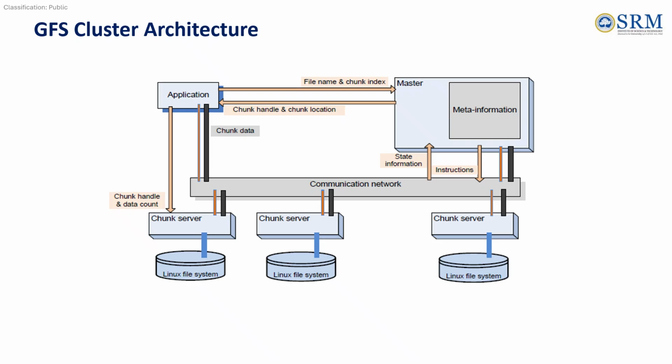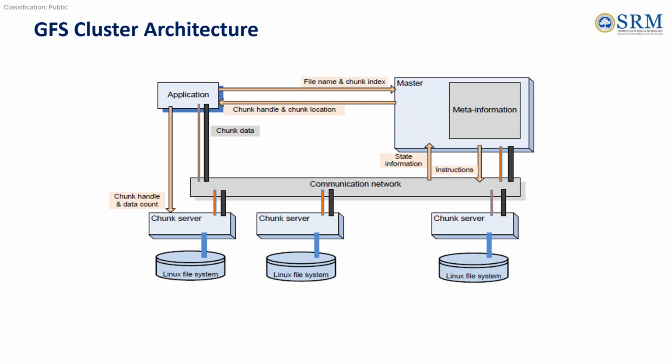On the client side, applications first contact the master to obtain metadata information such as the location of the required chunk. After receiving the chunk location details, the client communicates directly with the chunk servers to read or write data. This reduces the workload on the master and improves overall system performance.